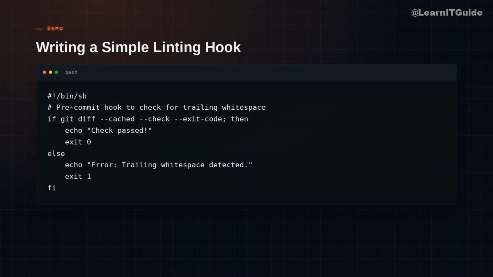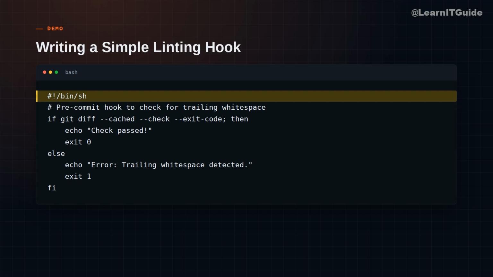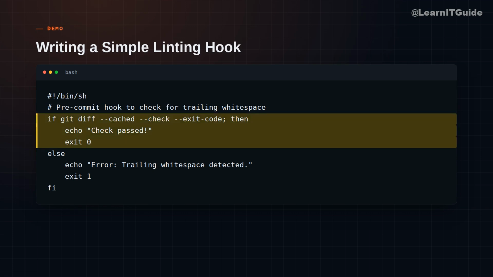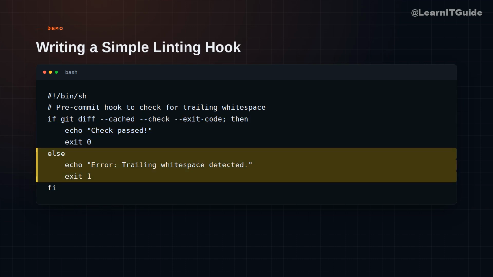Let's create a real pre-commit hook. We will write a simple script that prevents us from committing code with trailing whitespace. On line 1, we specify the shell interpreter. On lines 3 through 5, we run a git diff command that checks for whitespace errors in the files we have staged. If the command succeeds, we print a success message and exit with 0, which tells Git the commit is allowed. If it fails, we print an error and exit with 1, which blocks the commit entirely.